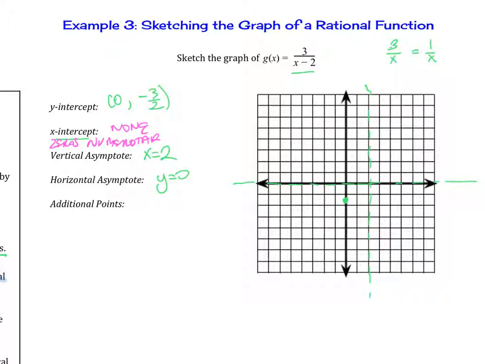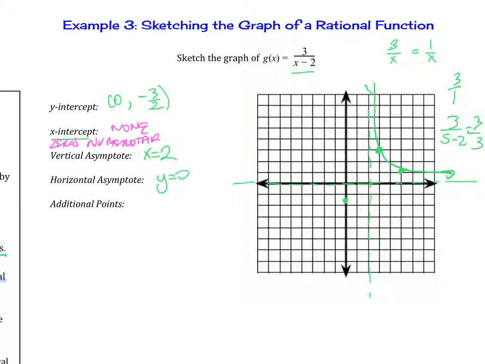It says to pick a point beyond the vertical asymptote. So let's go ahead and pick 3. If we plug in, 3 over 3 minus 2 is 3 over 1, so that's 3 here. And then a nice one to pick is 5, because 3 over 5 minus 2 is 3 over 3, which is 1. Okay, so that's nice over here.